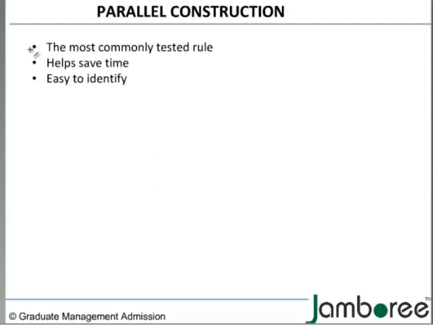So parallel construction is the most commonly tested rule, no doubt about it. It helps save a lot of time. All of you already know that you have to do 41 questions in 75 minutes. So in verbal you are supposed to solve 41 questions in 75 minutes. This is less than 2 minutes per question. And it does not even take into consideration the time required to read the reading comprehension passages.